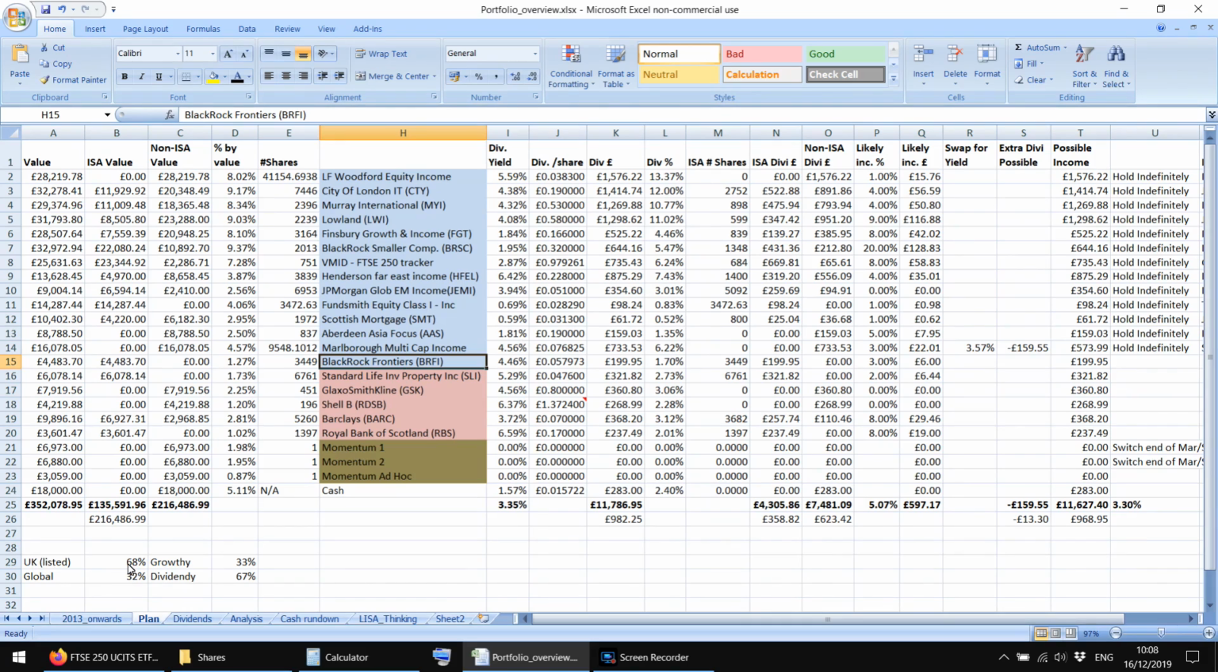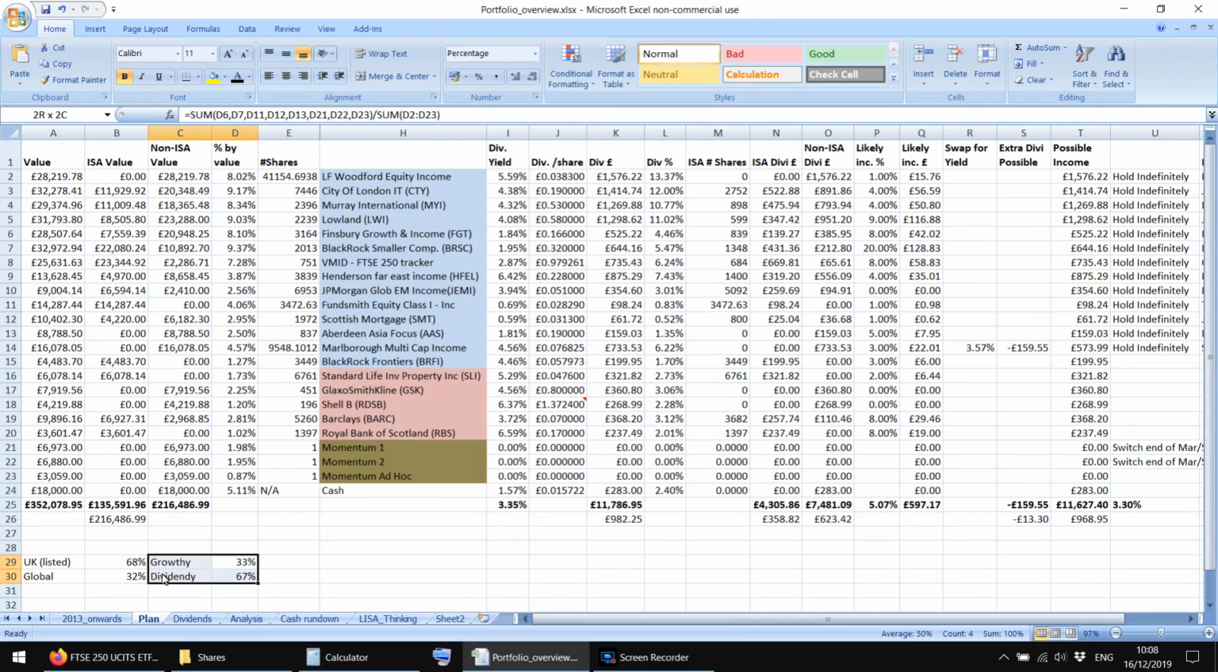The other thing is, at the moment I'm 68% UK, 32% global, although that's just listed UK, because obviously I've mentioned before, lots of these, they're all UK listed companies, City of London for example, but actually a lot of their income comes from abroad anyway. But UK listed 68%, global 32%. And also what I've considered growthy investments, 33%, dividendy, 67%.